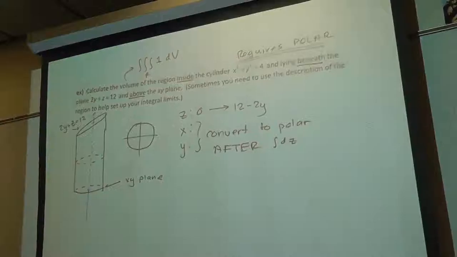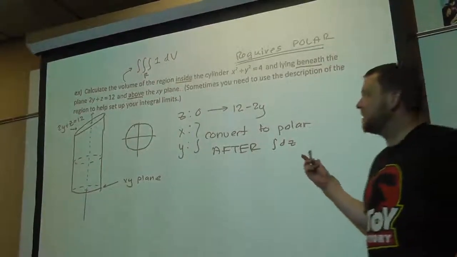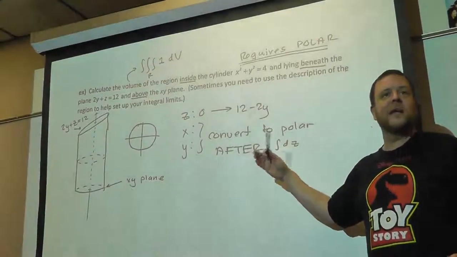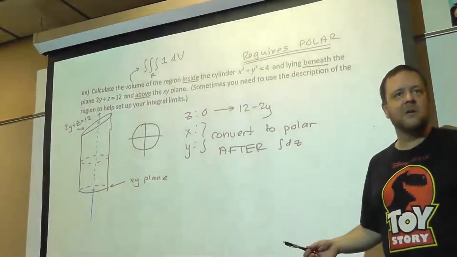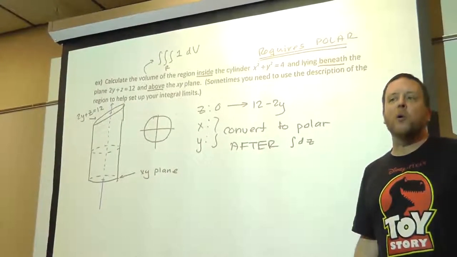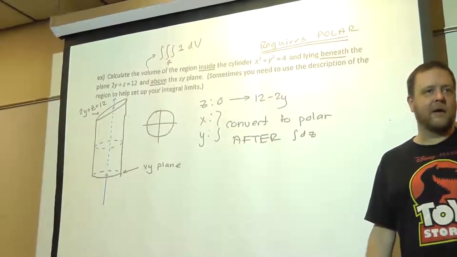So does that make sense? We've already committed to the z limits of integration, and it's correct. I do want to go from 0 to the plane. So if we at least do the z order of integration, and then that converts a triple integral to a double integral, then you just make it a polar integral for the remaining part of the volume calculation.